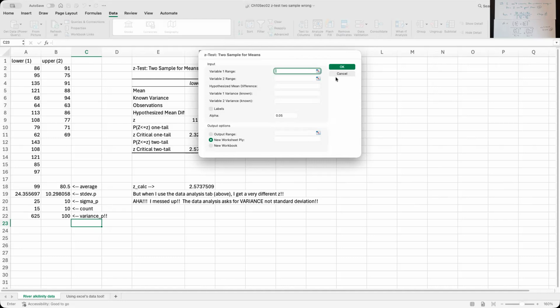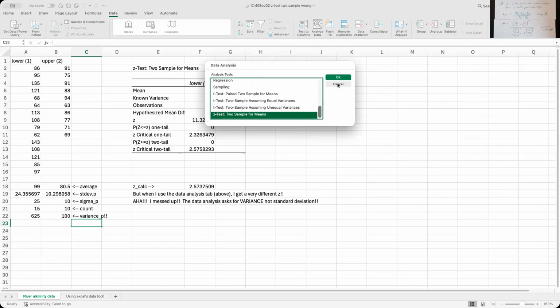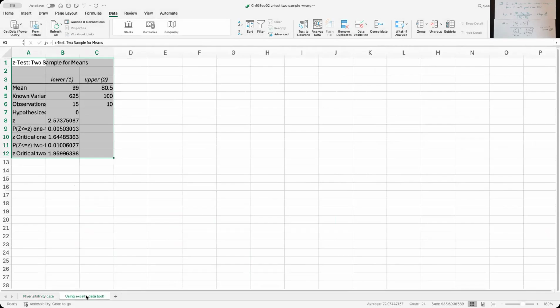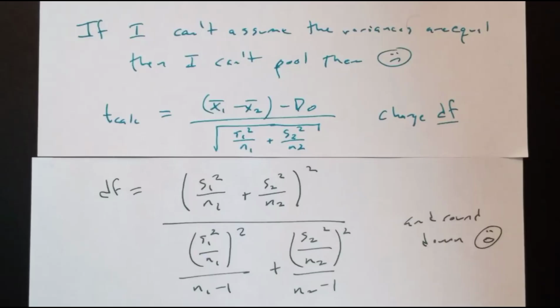My fault. When I fixed that, 2.57. There's the z-value I wanted. Whew. So it does work. We just have to type in the right stuff.